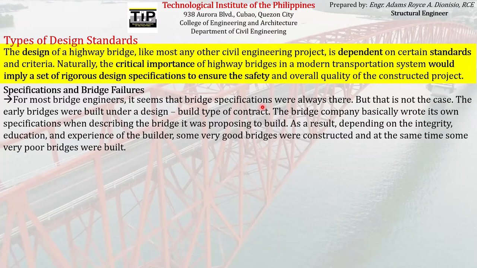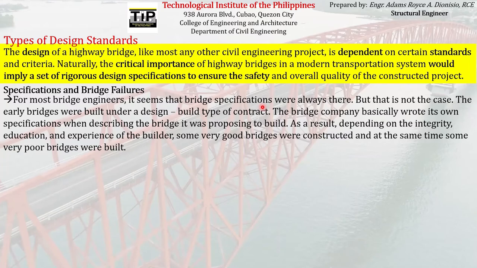So when we say design build type of contract, there is solely a bridge company that will provide their own design, and then it will also be the one to build the design that they have made. Therefore, the specifications for the design will obviously be coming from the bridge company itself, or should I say the builder itself. So the specifications will be based solely on the integrity, education, and experience of the builder himself, because he is the one who produces their own specifications.